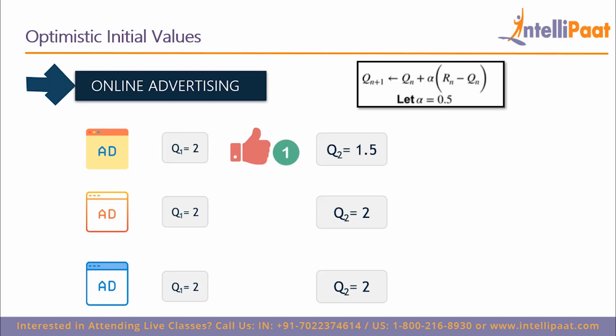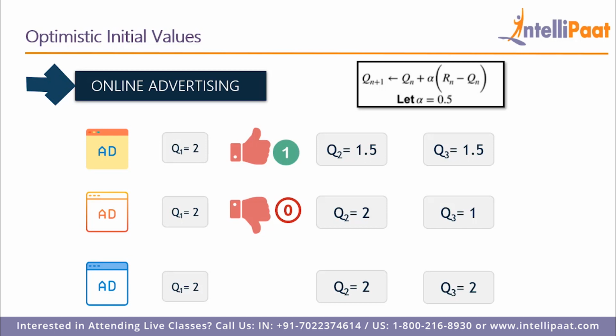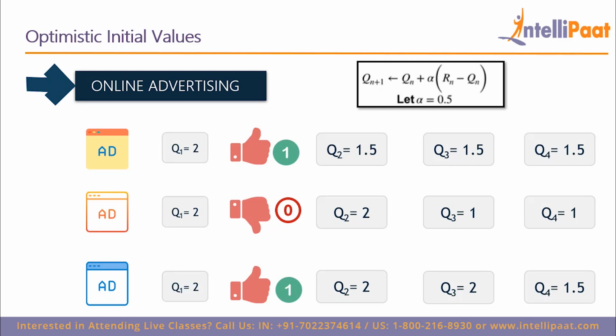Now the next person logs on to the website, and so we can choose amongst the ads which have the highest estimated value. So we have ad 2 and ad 3. We'll choose the second ad to display, and the person does not click on the ad. So we'll give a reward of 0, and that will lower the estimated value for the ad. Now the estimated value has decreased to 1, which is lower than the estimated value for the first ad. Now let's say the third person logs onto the website, and since ad 3 has the highest estimated value, we'll choose ad 3 to display, and the person clicks on the ad. So we'll give a reward of 1.